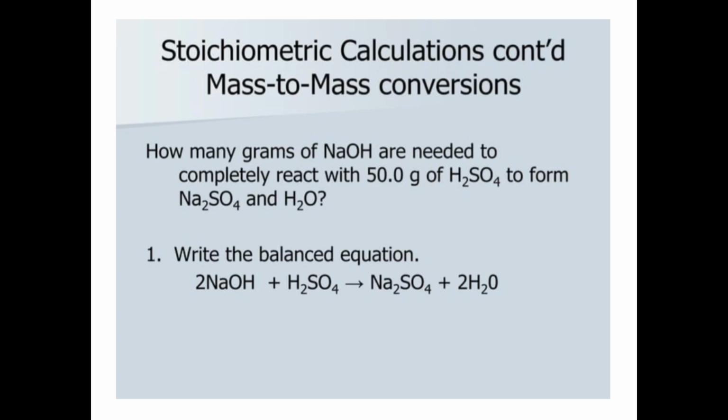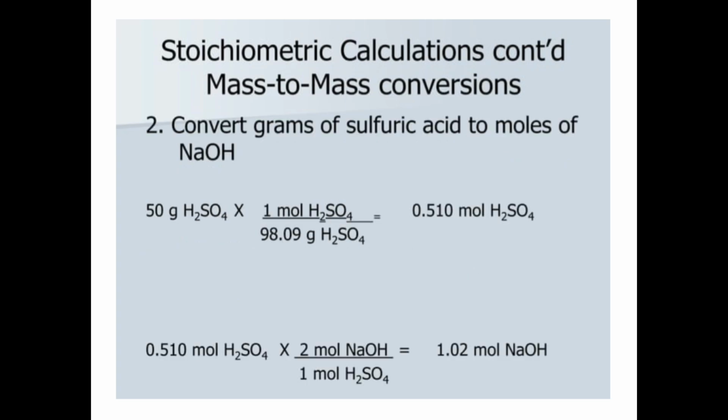So the first thing is to convert the mass of this sulfuric acid to mole by dividing by molar mass. So the first thing is to find the mole of H2SO4, and you do that by dividing by the molar mass of H2SO4, which is 98.09. If you divide 50 gram by 98.09, you are going to have 0.510 mole of H2SO4. That's step 2.